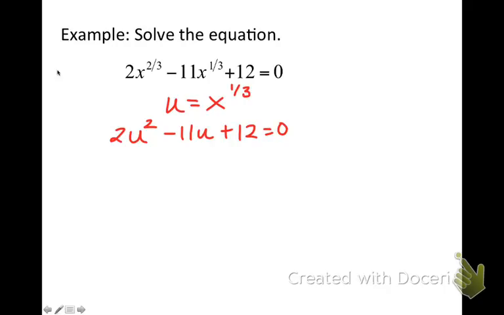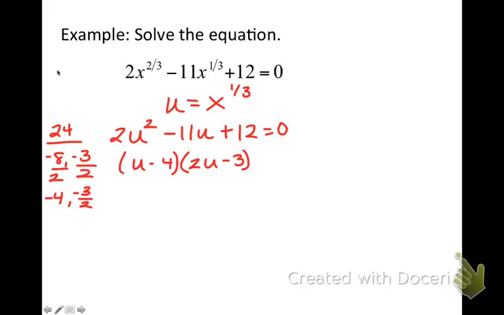Let's see if we can factor that. 2 times 12 is 24. Are there any factors of 24 that add up to 11? 8 and 3, right? And they both have to be negative. So negative 8, negative 3. Put those both over your leading coefficient, which is 2. Negative 8 over 2 reduces to negative 4. So in factored form, I get u minus 4, 2u minus 3 is equal to 0.